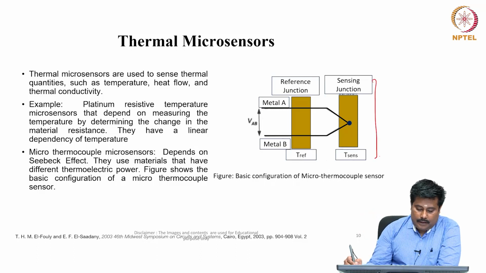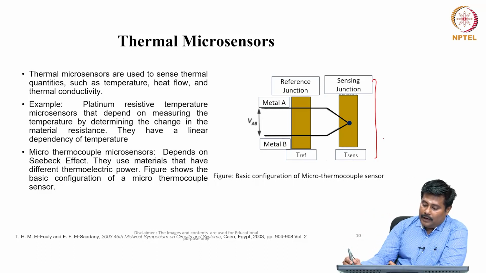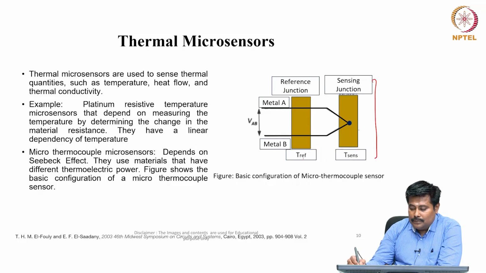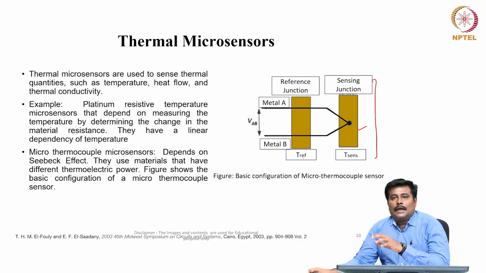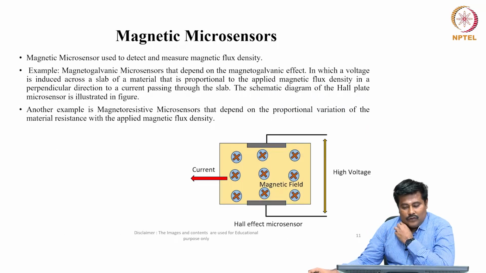Here in this particular figure, it shows the basic configuration of a microthermocouple sensor, where there are two metal junctions. There is a reference junction and then the sensing junction. So, from the reference junction, how much deviation is observed is sensed by the sensing junction. That is how the thermal microsensors can be easily integrated in the system.